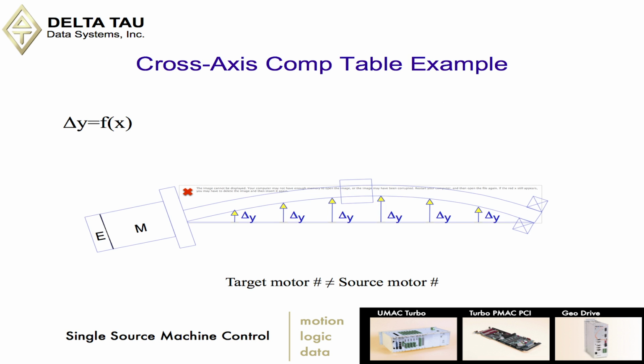So typically, a cross-axis compensation would be used, for example, in a bowed lead screw, where as you move along the x-axis, the y position is going to end up being different. So that would be an example of cross-axis compensation.